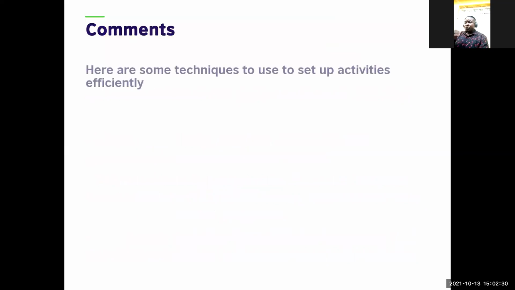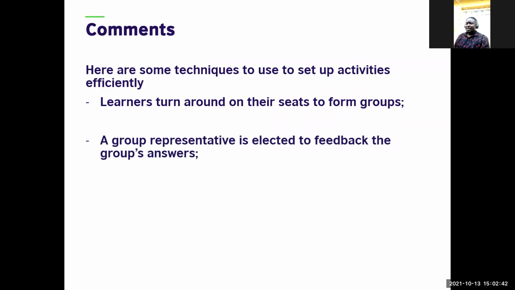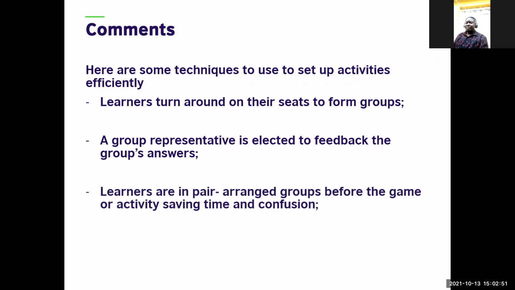Next slide. Here are some techniques to use to set up group activity effectively. Learners turn around on their seats to form groups. A group representative is selected to feed back the group's answers, and learners are arranged in pairs before the game or activity to avoid wasting time and confusion. You can have, for example, football team names, and you name the team and team members. So this is how you can arrange group work or pair work activities in the classroom.